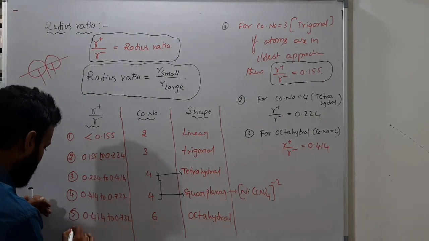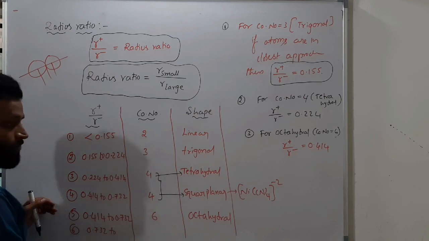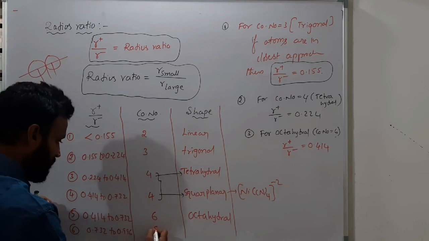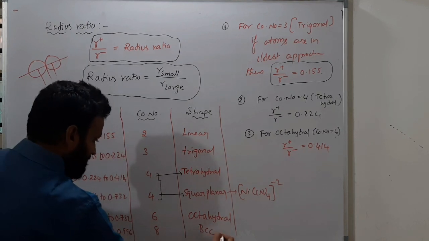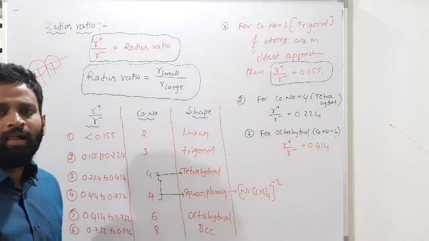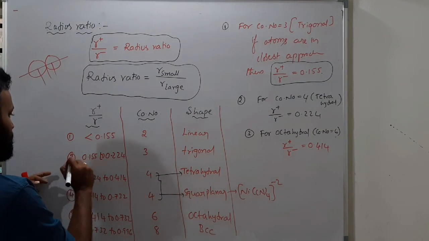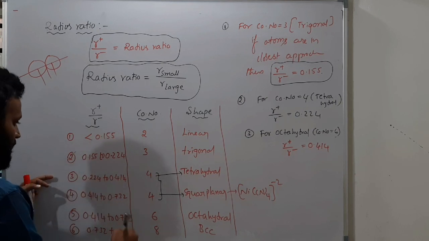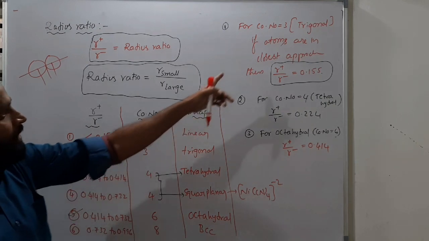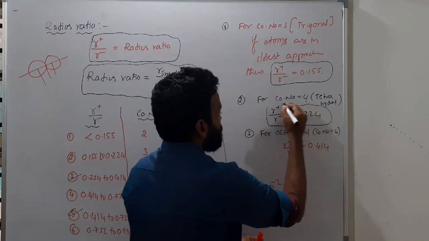Okay, next, last and final sixth one. If it is from 0.732 and 0.996 something, then the coordination number is 8 and the shape is BCC, body centered cubic. For BCC you have an idea, no? Cesium chloride. The previous I was clear. So these are the radius ratios. Here you have to remember this, and this one, and tetrahedral, as well as octahedral. Then closest approach means you have to consider these radius ratios.